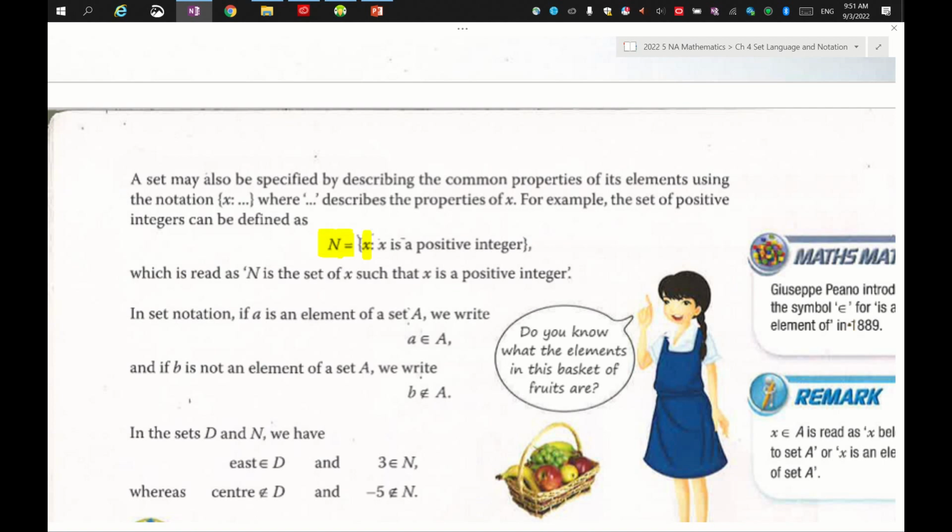And now I go ahead and describe the number, the element x. The description comes after the colon sign. x is a positive integer. Sometimes this is useful, sometimes it's just writing a lot of stuff, but you need to know the different ways of writing it.